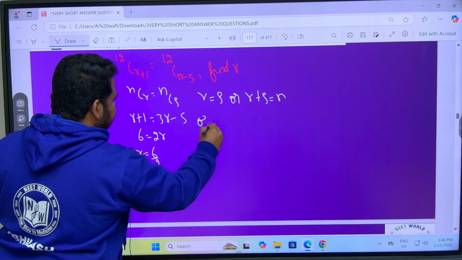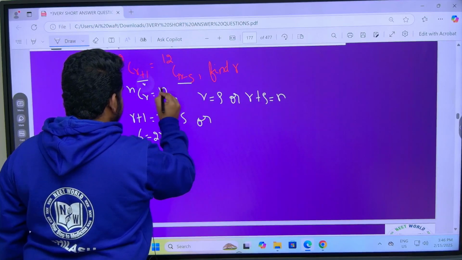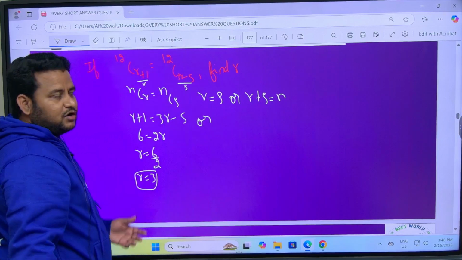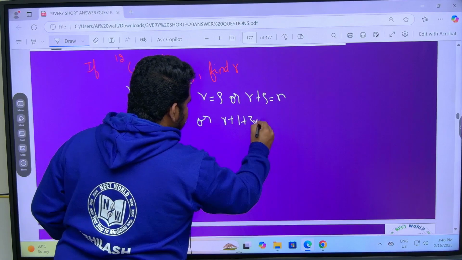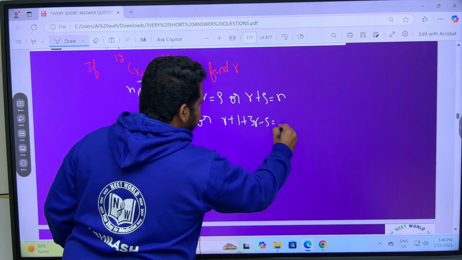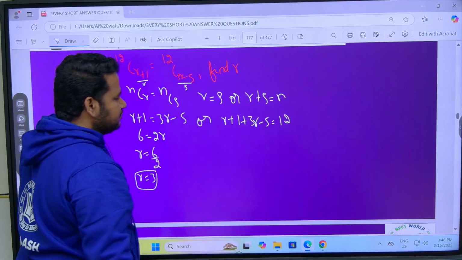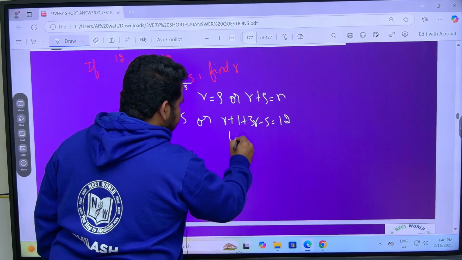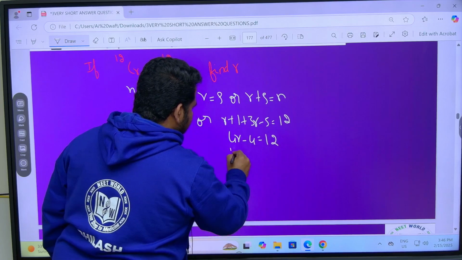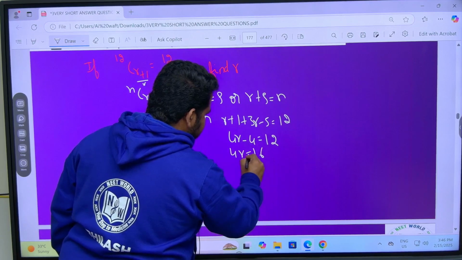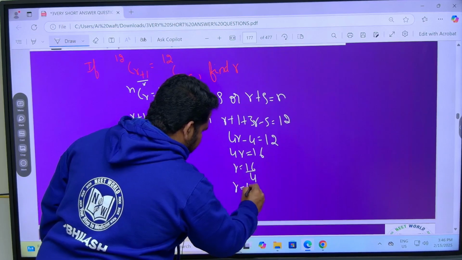Or if I take r plus s is equal to n, let us consider this as r, and this as s. So this will become r plus 1 plus 3r minus 5 is equal to n. The value of n is 12 here. So r plus 1 plus 3r minus 5 is equal to 12. 3r plus r is 4r, plus 1 minus 5 is minus 4, equal to 12. So 4r is equal to 12 plus 4, that is 16. So r will become 16 by 4, so r will become equal to 4.